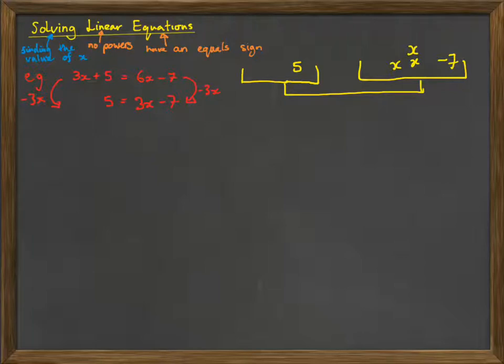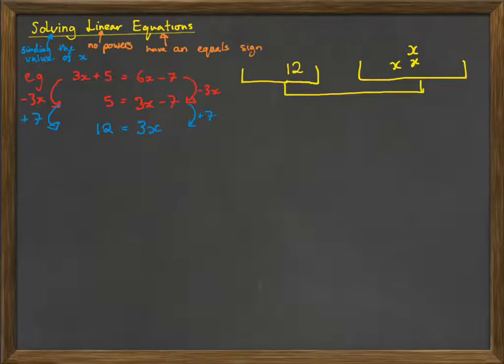Right, the next thing I can do, well, I want to get x on one side on its own, so I'm going to add 7 to both sides. Okay? When I add 7 to the left-hand side, I'm left with 12, and on the right-hand side I'm just left with 3x, because minus 7 plus 7 is nothing. On the scales then, I'd be adding 7, which gets rid of that minus 7, and on the left-hand side I'd be adding 7 to give me 12.